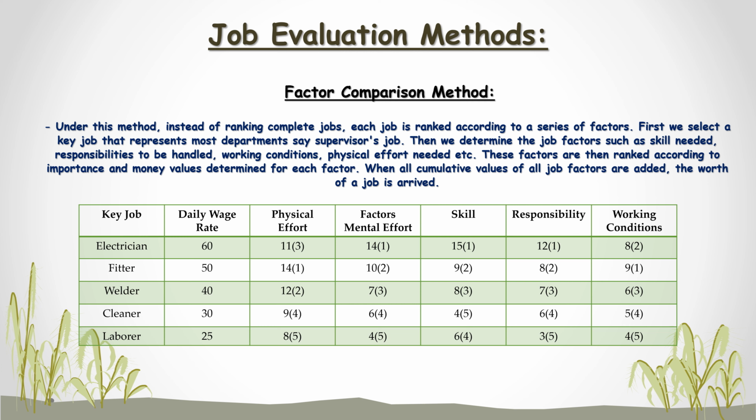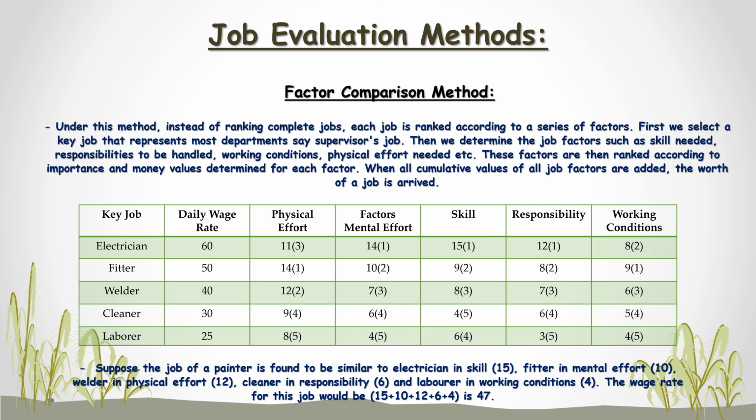Suppose the job of a painter is found to be similar to electrician in skill, 15, fitter in mental effort, 10, welder in physical effort, 12, cleaner in responsibility, 6, and laborer in working conditions, 4. The wage rate for this job would be 15 plus 10 plus 12 plus 6 plus 4, which is 47.